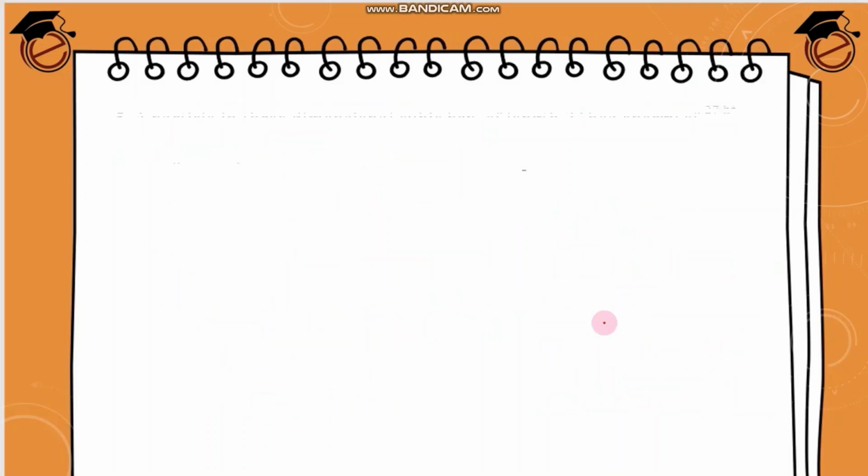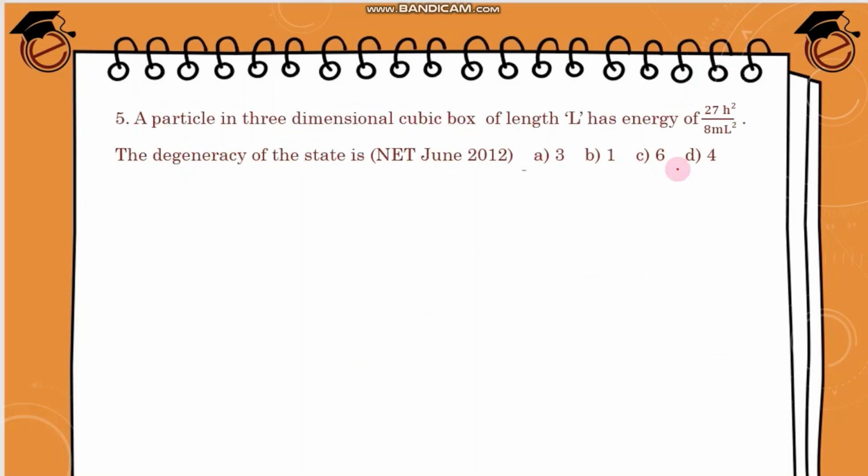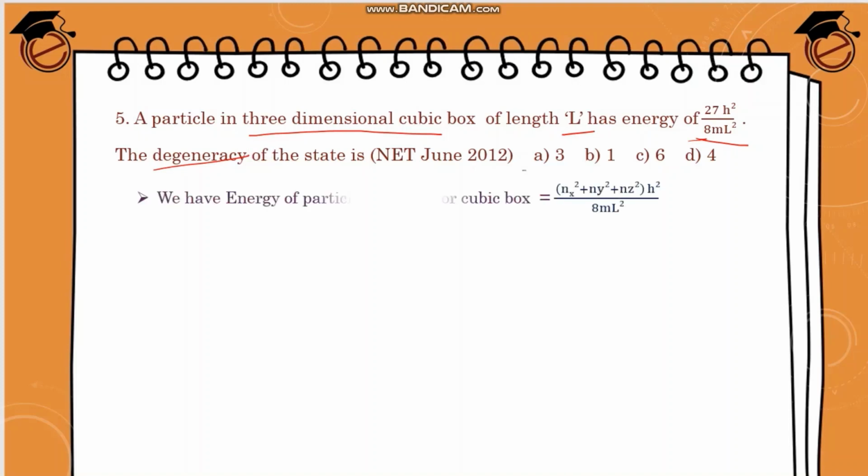Let's do our final question. Here, a particle in a 3D box of length L has energy 27h square by 8 m L square. The degeneracy of the state is. It's like our previous question. Now we have the energy of a 3D box as nx square plus ny square plus nz square times h square by 8 m L square, and given that the energy is 27h square by 8 m L square, so what we can write? nx square plus ny square plus nz square equal to 27.